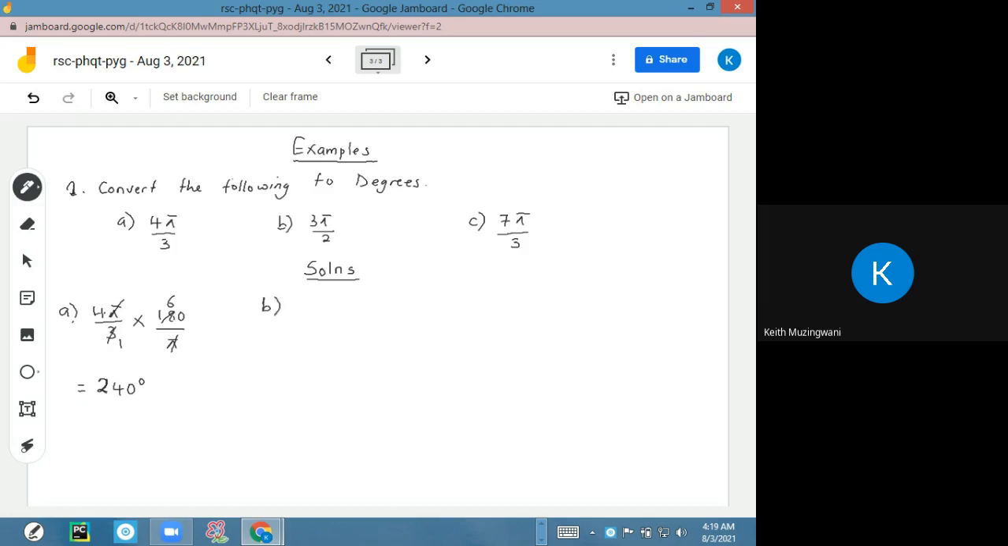Then B, you have 3 pi over 2. You multiply again by 180 degrees over pi. This pi takes away that pi, so that 2 into 18 is 9. When you multiply 3 by 9, you get 27, and then there's a 0 there.